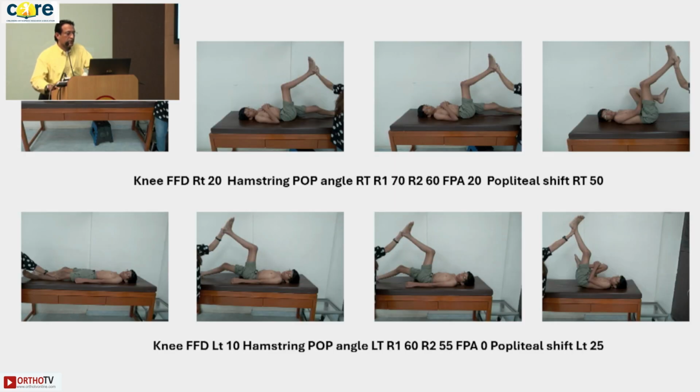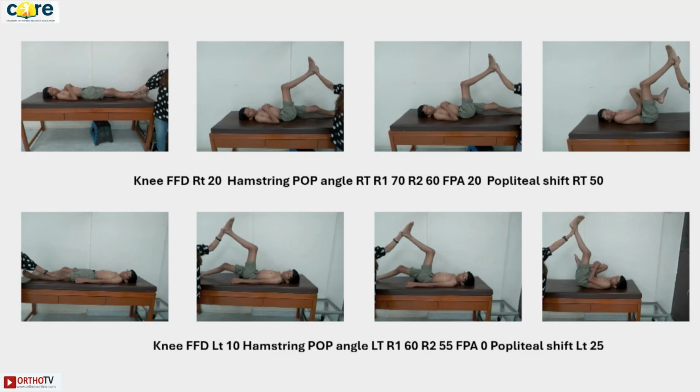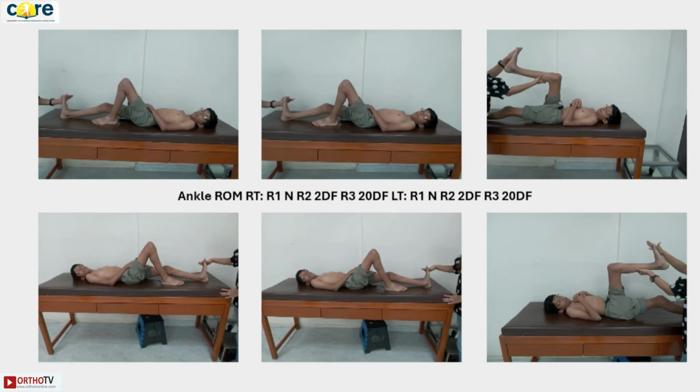We've done his evaluation, so we've done the knee FFD on the right side is 20 degrees. His popliteal shift is almost 50 degrees on the right side. Left side was only 10 degree FFD, and popliteal shift was 25 degrees. So his main problem was actually in the right hamstring. And then we looked at his ankle range of movement, which was pretty good. He had good range of ankle motion, almost 20 degrees of dorsiflexion, so his ankles are not tight.